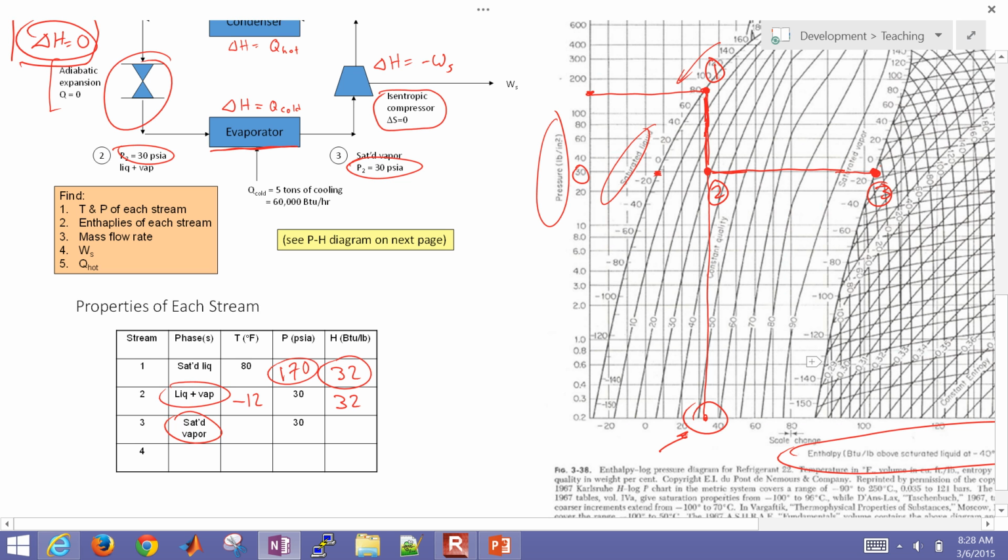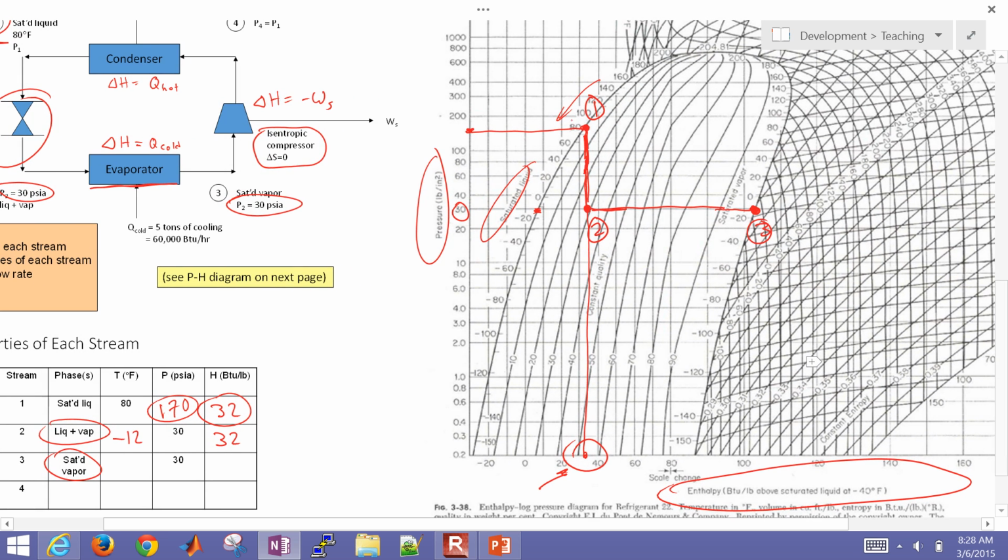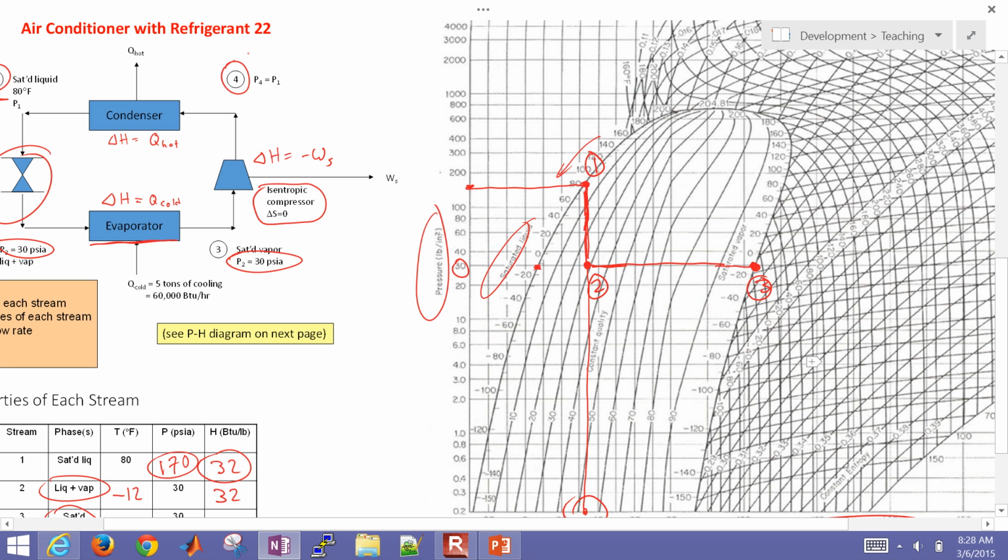So I go 1, 2, 3. Now I need to get to 4. I need to get my fourth one.